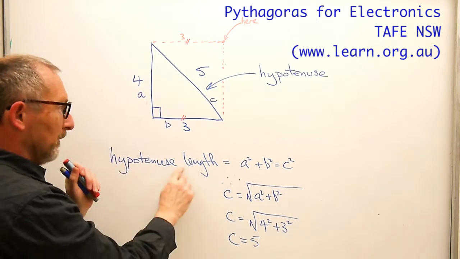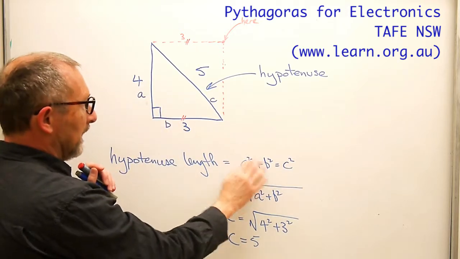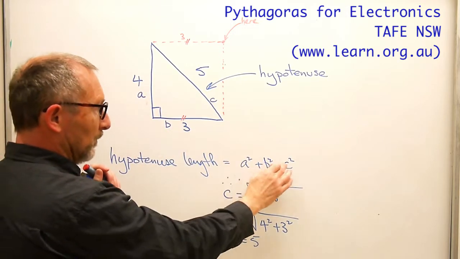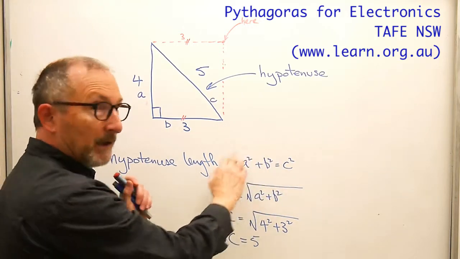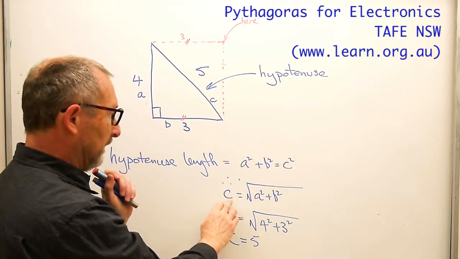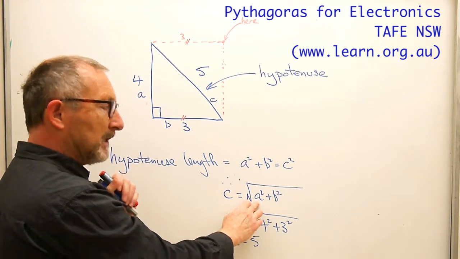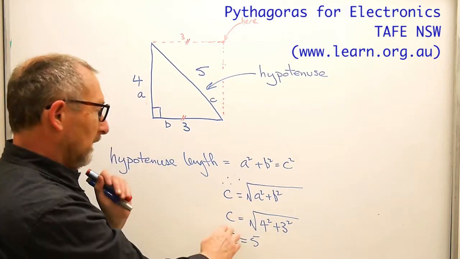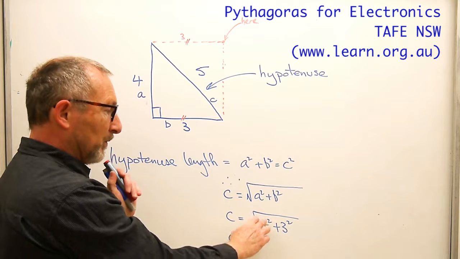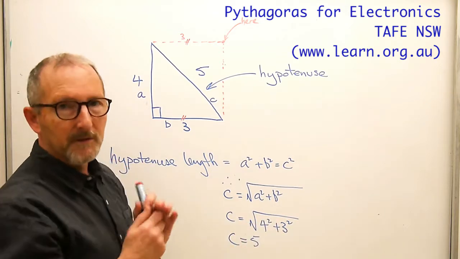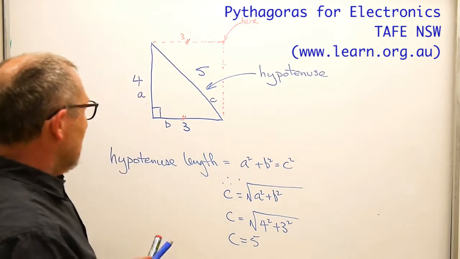And the hypotenuse length is given by a squared plus b squared equals c squared. We can rearrange that equation to make it into side c. The hypotenuse is equal to the square root of a squared plus b squared. And if we do the maths on that, we've got the square root of 4 squared plus 3 squared equals 5, satisfying the fact that we've got our 3, 4, 5 triangle.